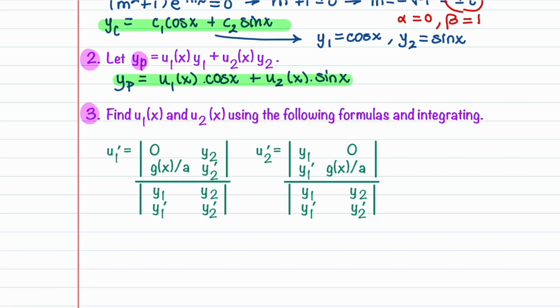In step 3, we are going to find u1 and u2. Remember, here's u1 and there's u2. Instead of going through the derivation and imposing the standard condition that you have to impose, I think it's easier to just look at these formulas and find u1 and u2. Let's first look at the formula for u1 prime. u1 prime is the matrix 0, and then g of x. g of x is our right-hand side.